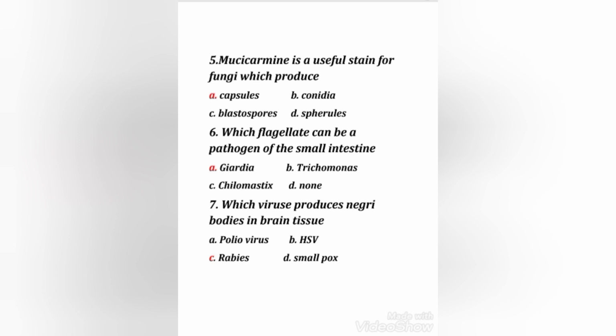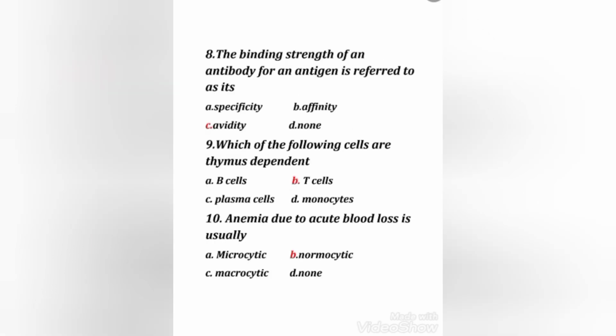Next question. Which virus produces Negri bodies in brain tissue? Poliovirus, HSV, rabies, smallpox. Here the right answer is option C, rabies. And Negri bodies appear as intracytoplasmic oval or round purplish pink bodies.